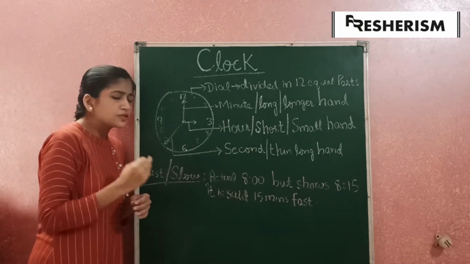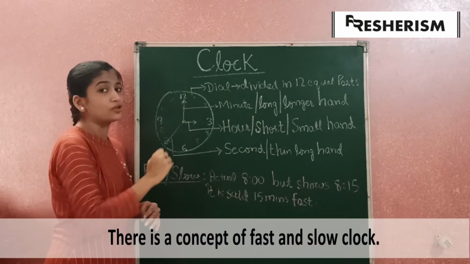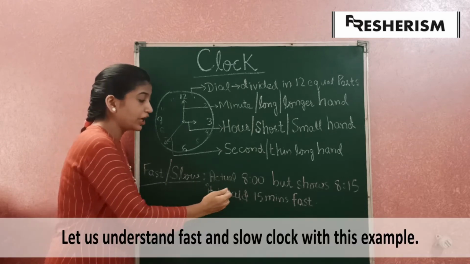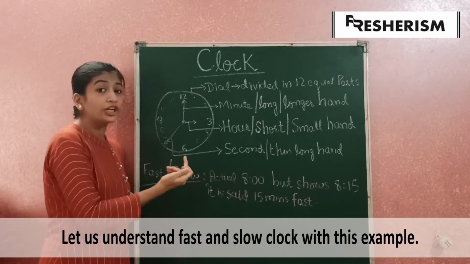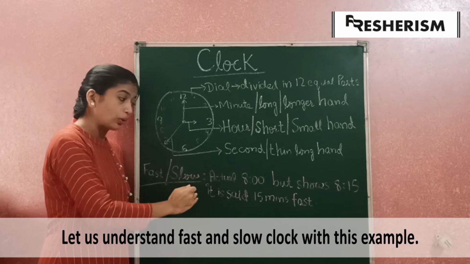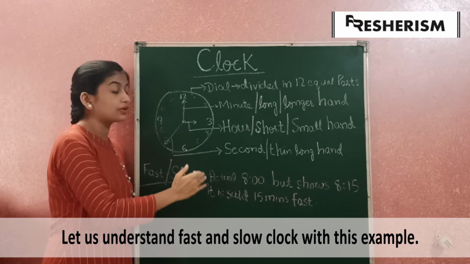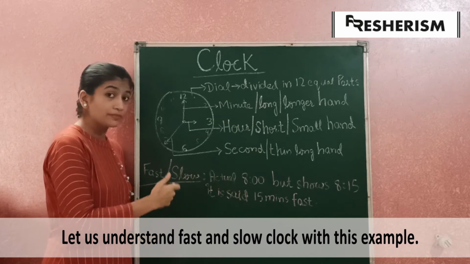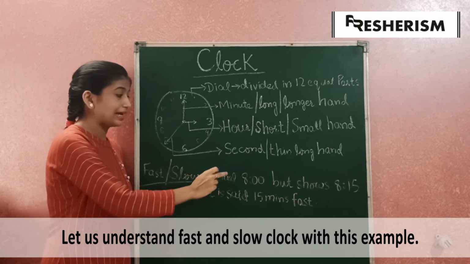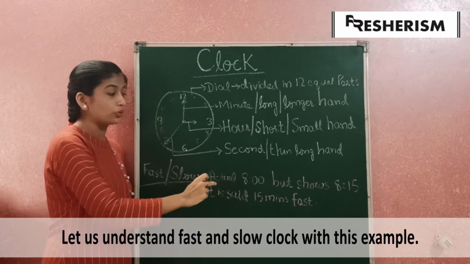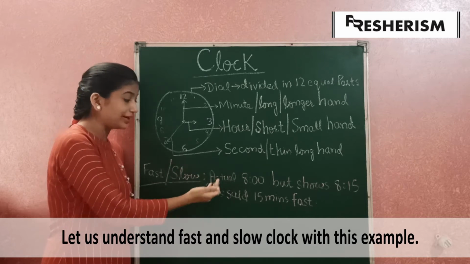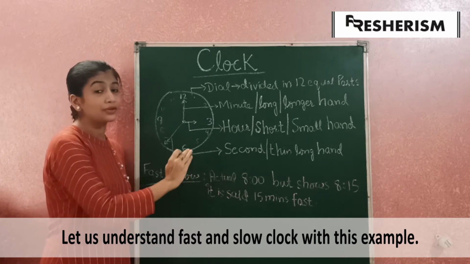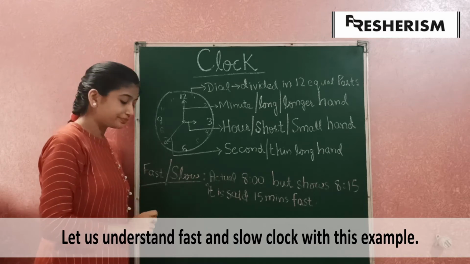Now there is a small concept of fast and slow clock. For example, the actual time is 8 o'clock, but on the clock it shows 8:15. So it is said that the clock is 15 minutes fast, and vice versa. Suppose the actual time is 8, but on the clock it shows 7:45. So it is said that the clock is 15 minutes slow.